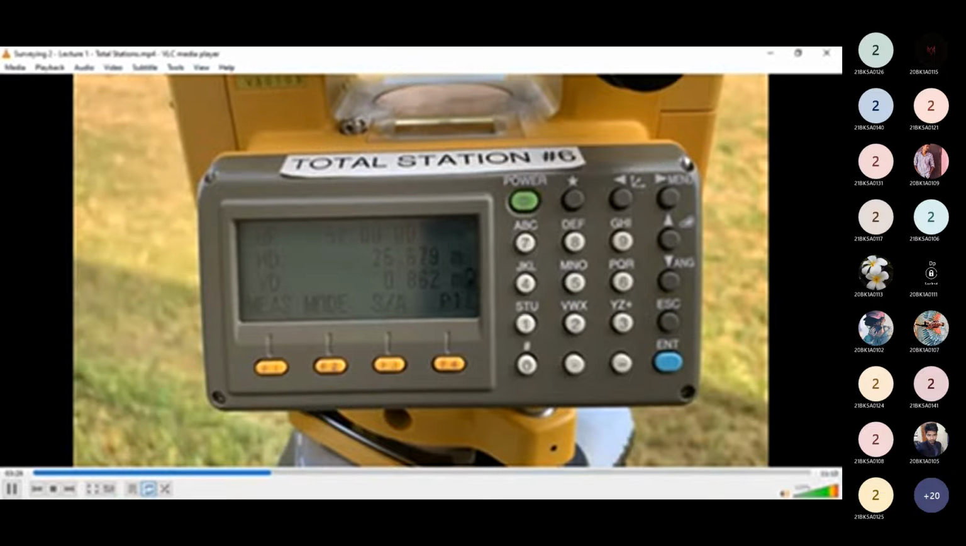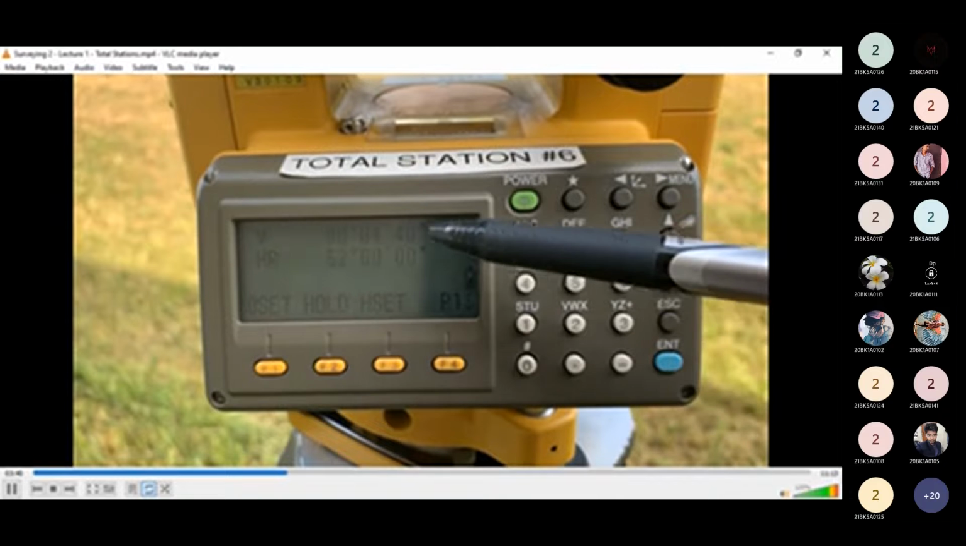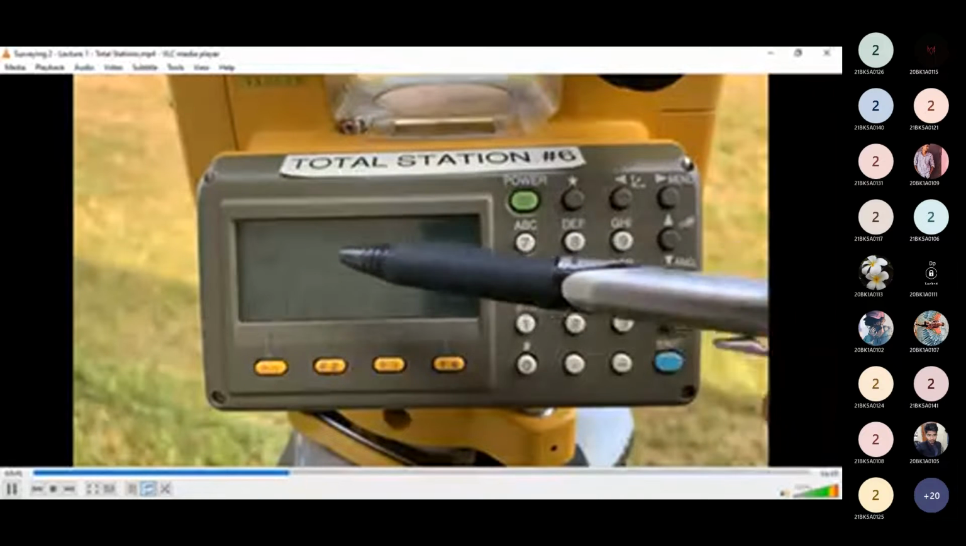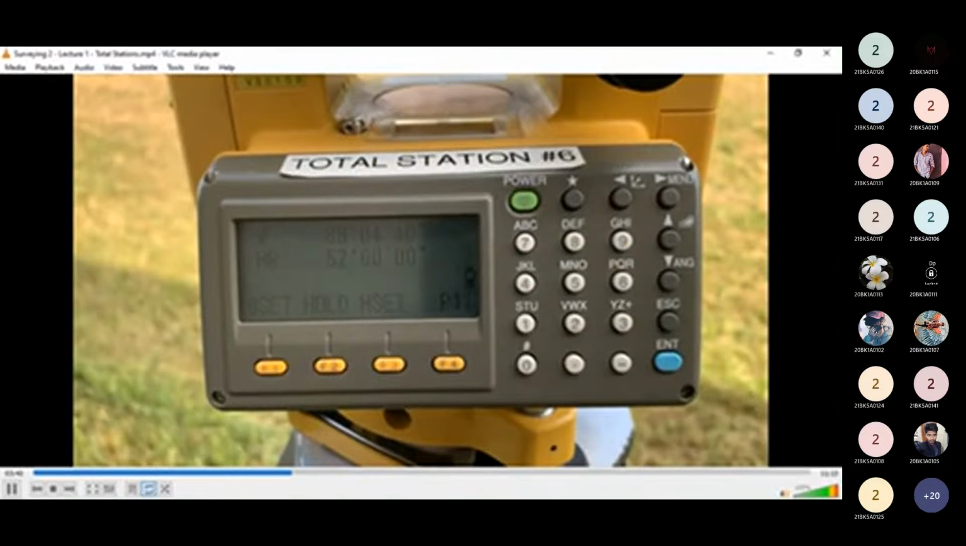Next, let's look at our angle mode. We'll use this mode to measure the angle between multiple points, and we can also use this mode to set our horizontal rotation angle to 0. We can access the mode by pushing the angle mode button. We'll see V for our vertical rotation displayed on the screen, and HR for horizontal rotation displayed on the screen. The way I've set this up, our horizontal rotation is currently some kind of random angle.